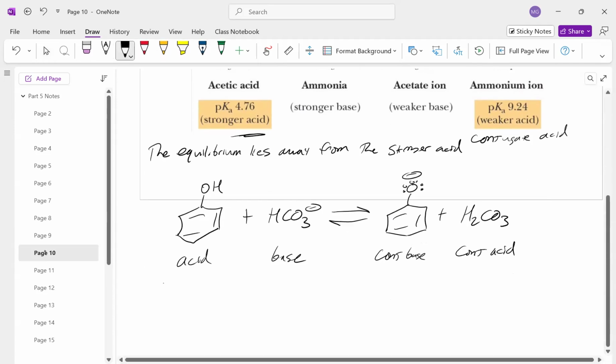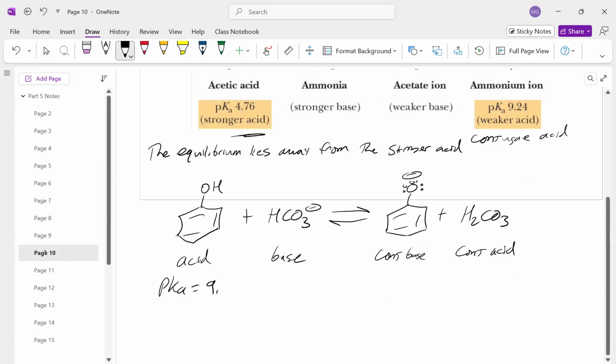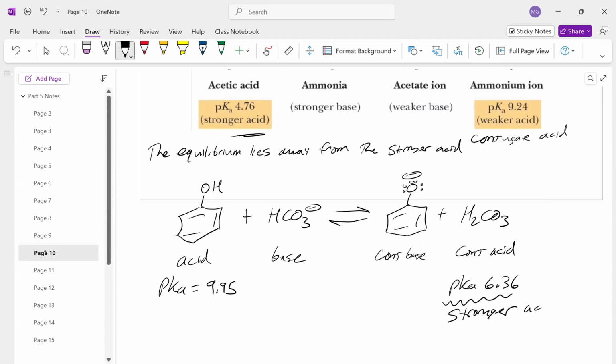Now the pKa of phenol is about 9.95. I don't want you to memorize that. We're just looking at numbers here. And the pKa of carbonic acid is 6.36. So all we have to do is compare the numbers. The equilibrium will lie away from the stronger acid. Well, since carbonic acid is the stronger acid, this is a reactant favored equilibrium.